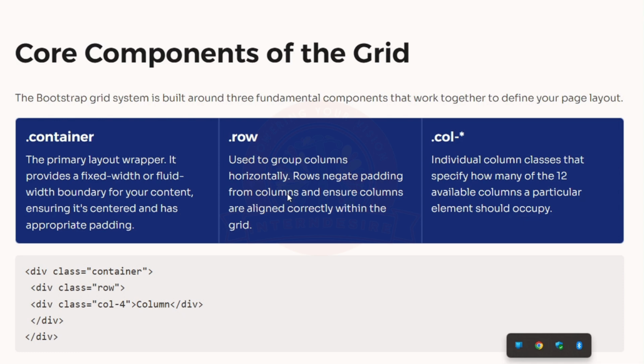Example of a code is here: div class container, div class row, div class col-4, and column div, which means it requires 4 available columns. That is col-4. We have 12 columns and it requires 4 columns.